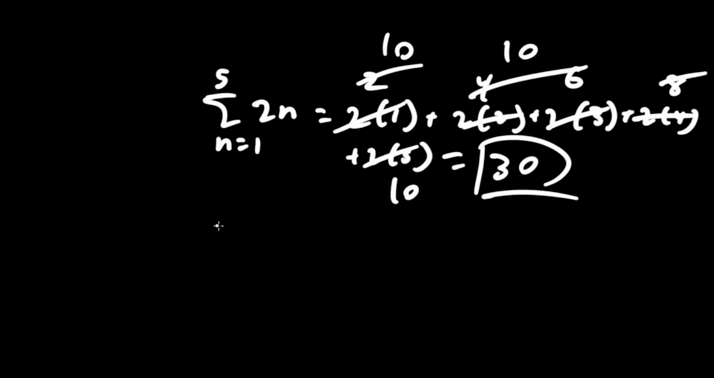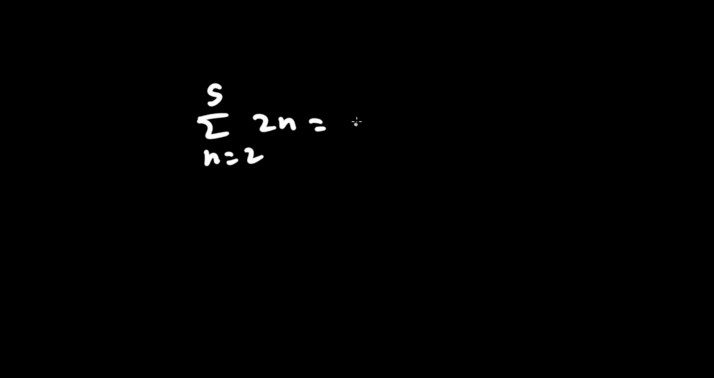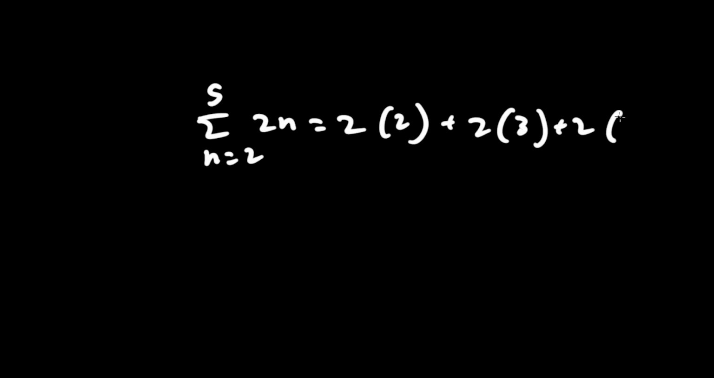Now, what if we change the starting point? Let's start at 2 now. So what we're going to do is we're going to start at 2 first instead of starting at 1. So we're going to have to write 2 first, and then we're going to go up to 5. Plus 2, and we're at 3 now, plus 2, and we're at 4, plus 2, and we're at 5.